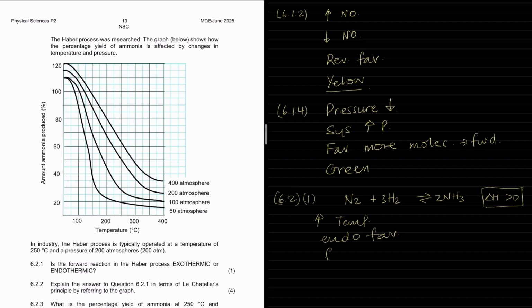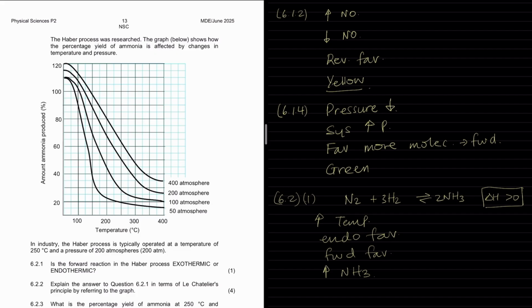That would mean that the forward is favored. Therefore, I should get more NH3. That's what we should get. Let's look at the graph and see if that's the case.